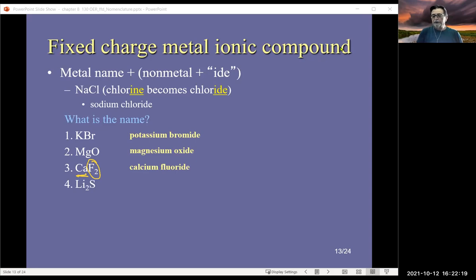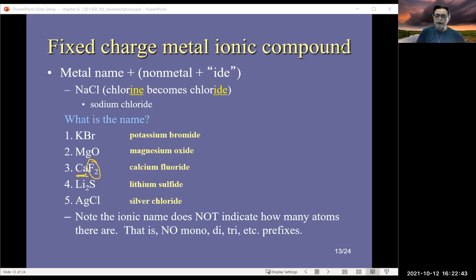And then we have here lithium. And then sulfur becomes sulfide. So lithium sulfide. And then, of course, Ag, not to be mistaken with Au, which is gold. This is silver. And Cl, again, chloride. So we got silver chloride. Notice up to this point that we do not use any prefixes. And that is the thing about ionic compounds. There are no prefixes involved. Prefixes like di, tri, etc.